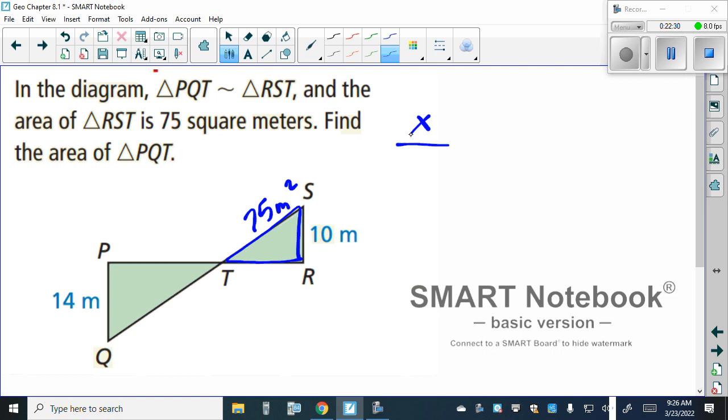Area PQT over 75 is equal to 14 over 10, and this would be, because again, we put 14 on top because we're trying to find the area that has a side length of 14. Since we put its area on top, its side length has to go on top as well.